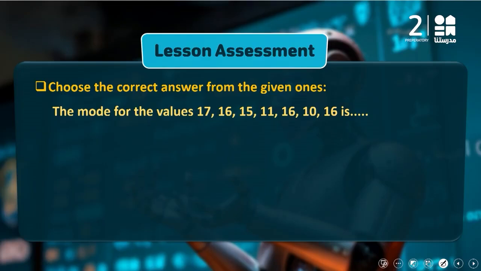The mode for the values 17, 16, 15, 11, 16, 10 and 16. What is the mode? The mode is the most repeated number. What is the most repeated number in these values? We have 16 repeated 3 times, so we can say that the mode equals 16.